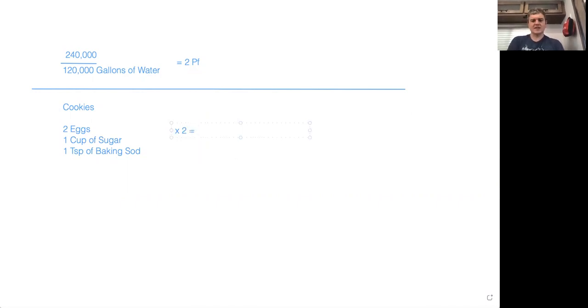So if we wanted to make a double batch, all we need to do is create a list of ingredients that reflects double the amount. So we have 4 eggs, 2 cups of sugar, and 2 teaspoons of baking soda. I know everybody is thinking, what about the butter?